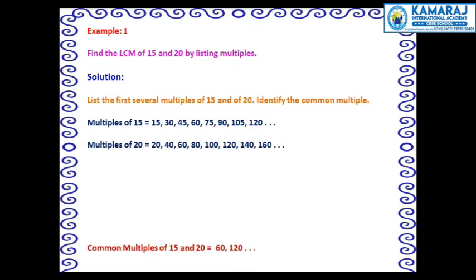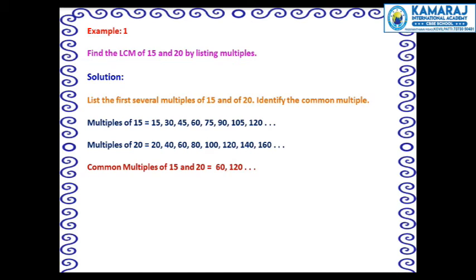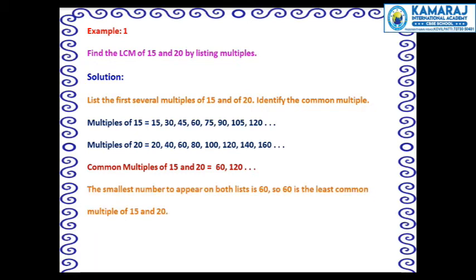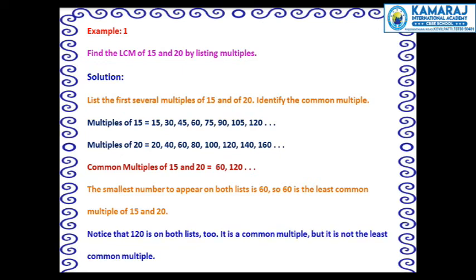Here common multiples of 15 and 20 are 60 and 120, and then it's going on. So next step we need to find the smallest common multiple. The smallest number to appear on both lists is 60. So 60 is the least common multiple of 15 and 20. Here note down this one. 120 is on both lists too. It is a common multiple, but it is not the least common multiple.